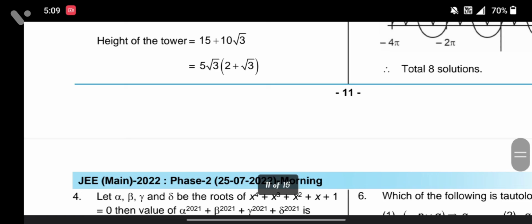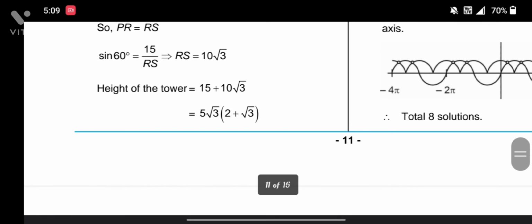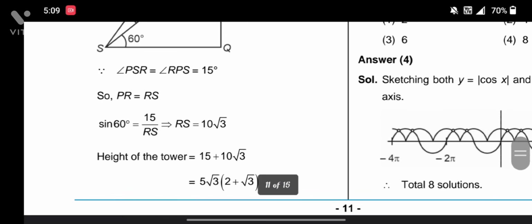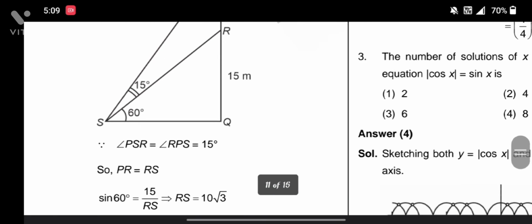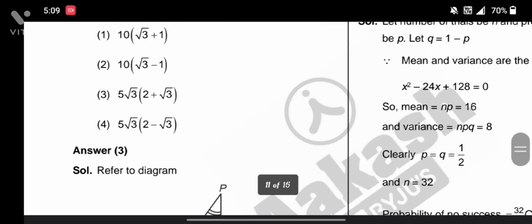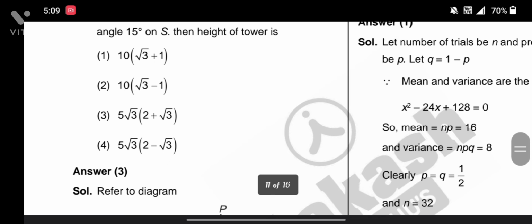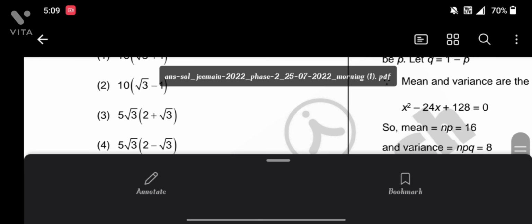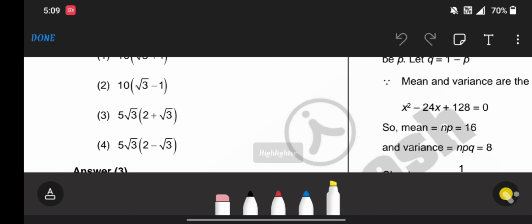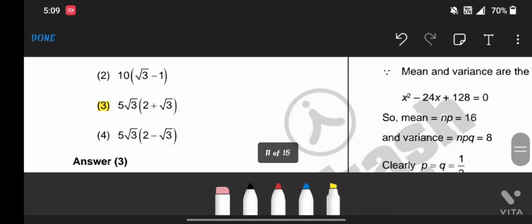Moving on to next question, question number 2. Here they have asked, if the sum and product of mean and variance is 24 and 128 respectively, then what is the probability of the number of successes being zero? Options are 1 by 4 to the power 16, 2 by 3 to the power 16, 1 by 2 to the power 16, 1 by 3 to the power 16.